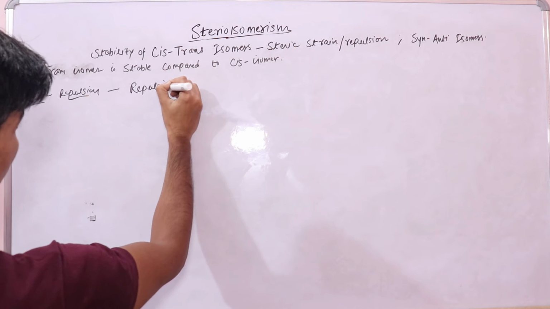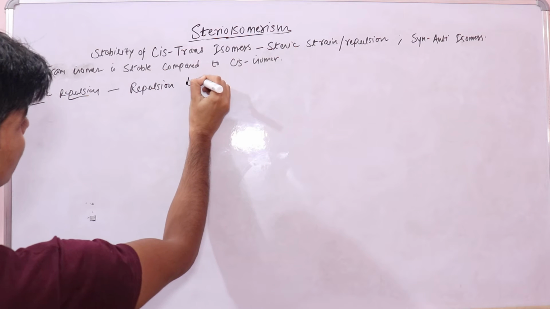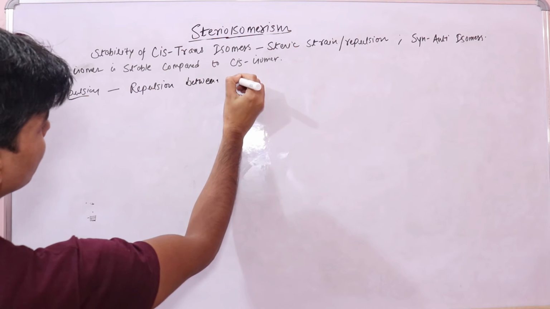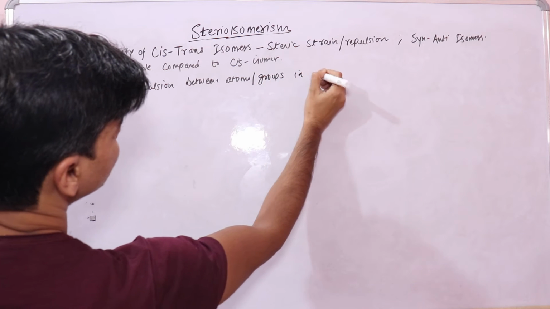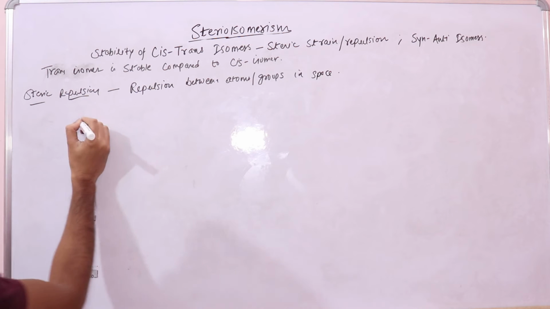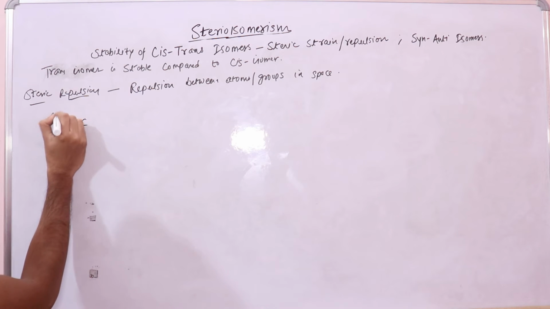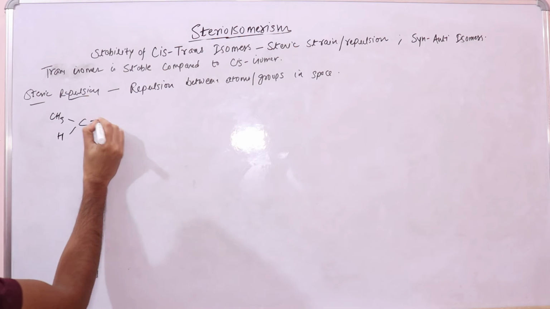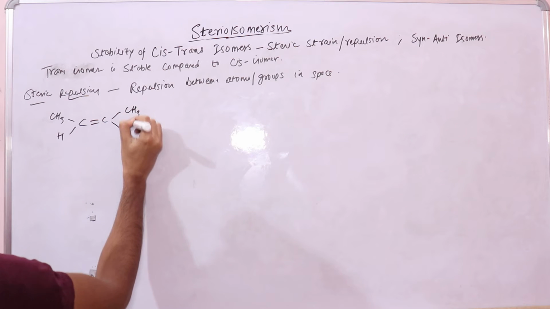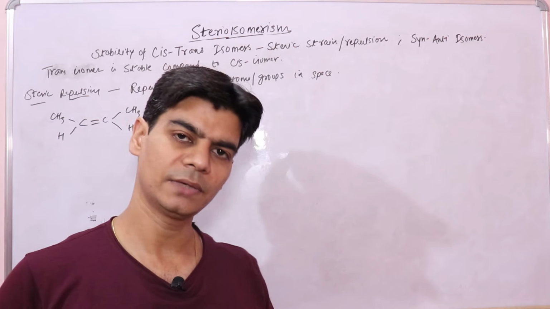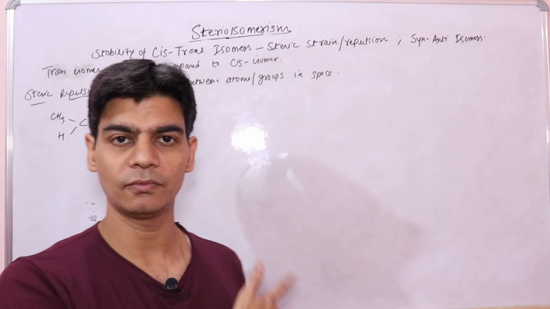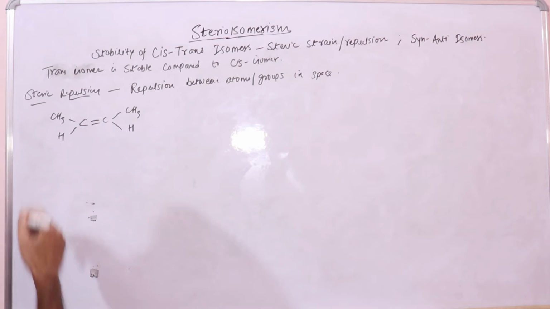Steric repulsion is repulsion between atoms or groups in space. Let's take the example of cis-2-butene. In case you have any doubts about what geometrical isomerism is, we have done that in the previous lecture, so you need to look at that lecture before you jump to this one.